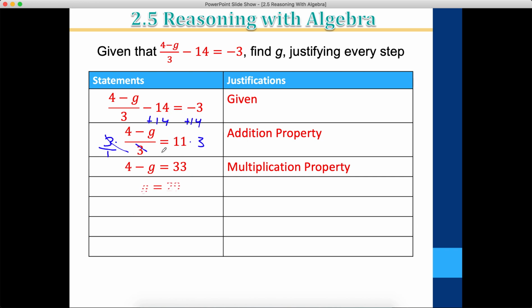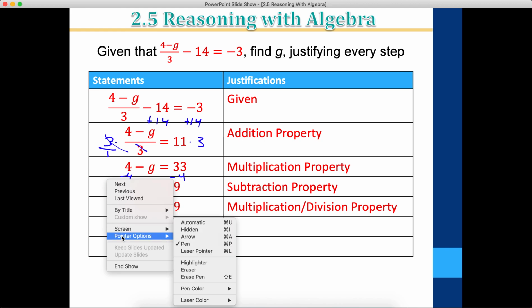And then from here, I would subtract 4 from each side. Again, there's multiple ways you could do this, but if you subtract 4 from each side, you end up with negative g equals 29, which is almost there. And then from here, I could either multiply by -1 or divide by -1. Whatever, we end up getting the same thing, that g equals negative 29. So you could have done this differently if you wanted.